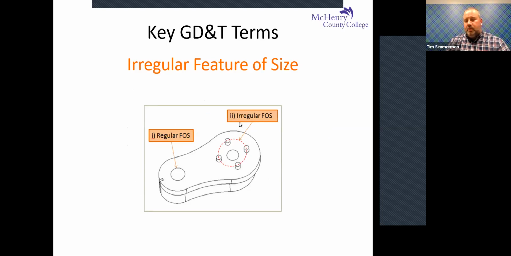And why we call it an irregular feature of size is there's actually a diameter that all of these lug nuts, for lack of a better term, have to lie within. But that bolt circle itself is not an actual measurable feature. You can't take a tape measure and put it across there. It's a theoretical feature on the part to help determine where the locations of other features are. Whereas in this example, there's a hole going through the part. That would be considered a regular feature of size.